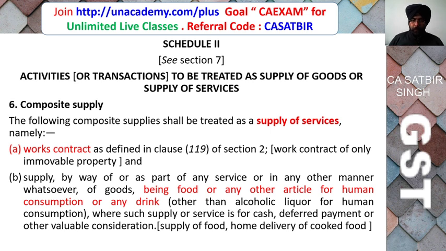Supply by way of or as part of any service or in any other manner whatsoever of goods, being food or any other article for human consumption or any drink, where such supply or service is for cash, deferred payment or other valuable consideration. So what will be covered in this definition? Supply of food, home delivery of cooked food, all these will be covered, and it will be treated as supply of service only.